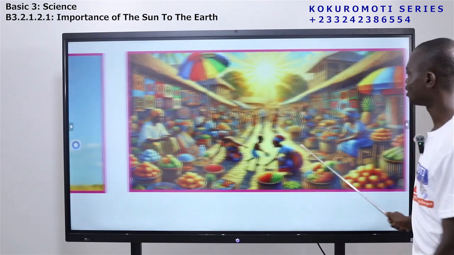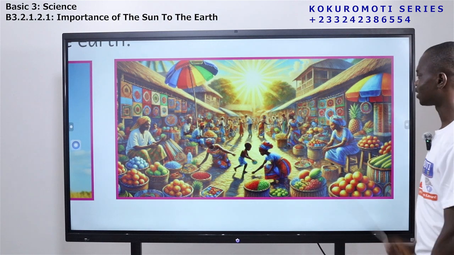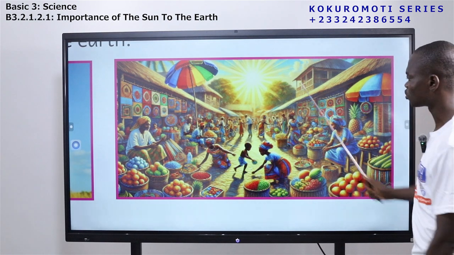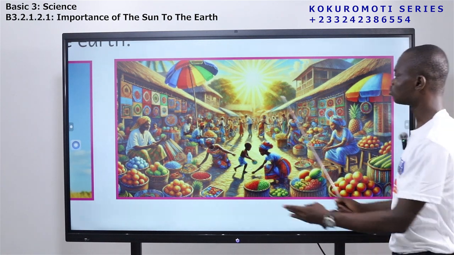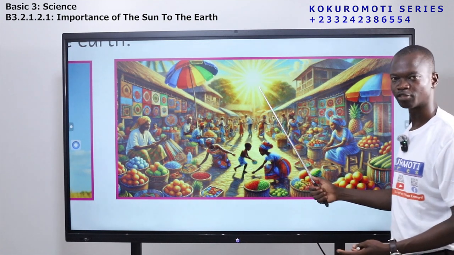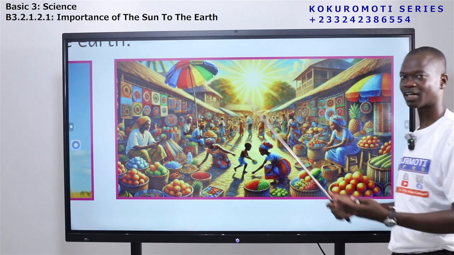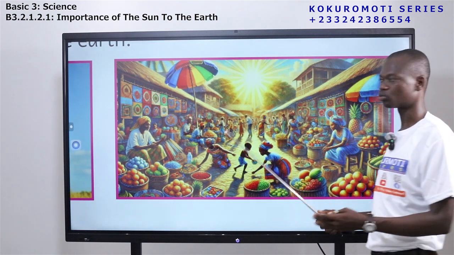Look at these people too. What do you think is happening here? Yes, they are selling. Some are also buying, and they are able to see their things that they are selling, all because of the light that they get from what? The sun. So one importance of the sun is that it gives us what? Light. It helps us to what? To see.